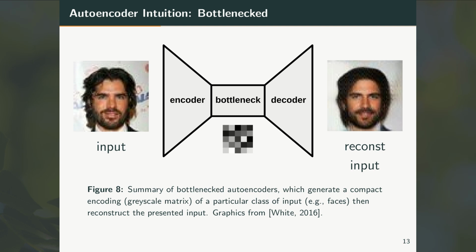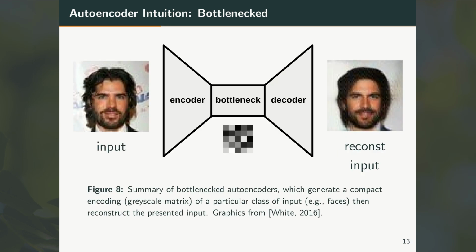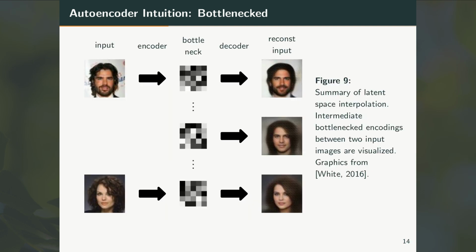So in order to get a better intuition for what's actually going on here, we're going to go through a walk in the latent space. Oh, I should mention, I'm going to use the terms latent and bottleneck interchangeably here. When you hear latent space, think of the set of all possible bottlenecked encodings. All right, so we're going to go through a walk through the latent space. So we're going to walk from beard guy over to red or brown hair woman.